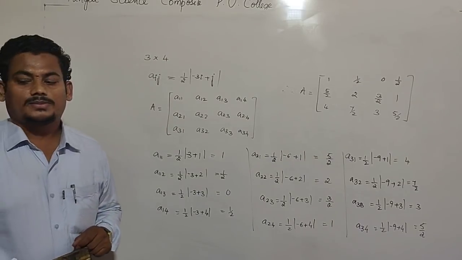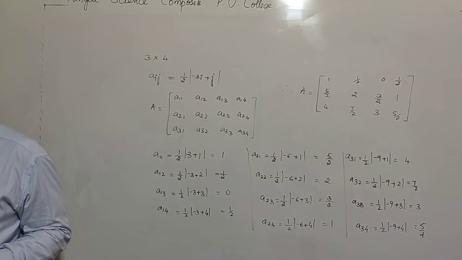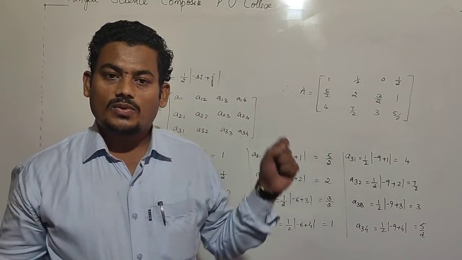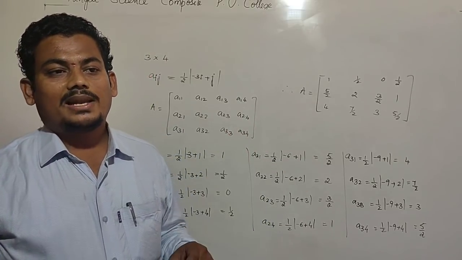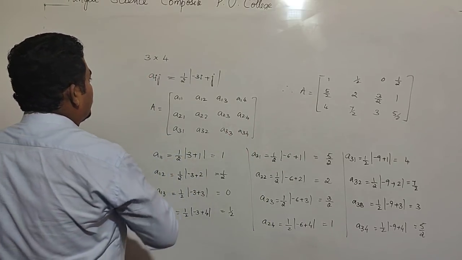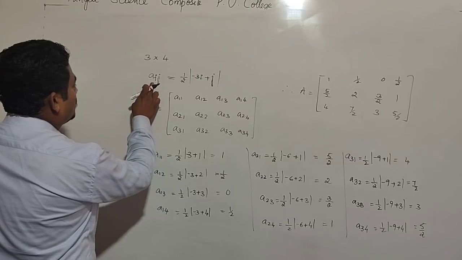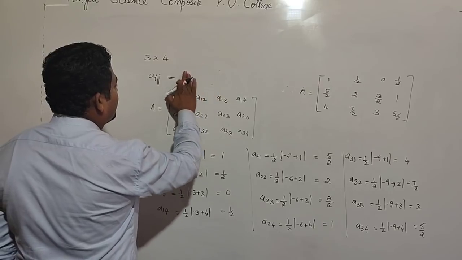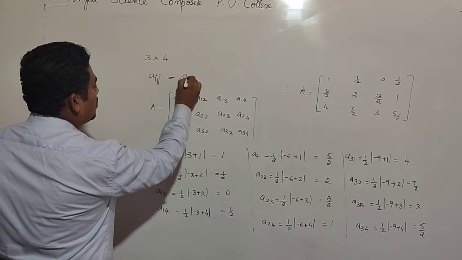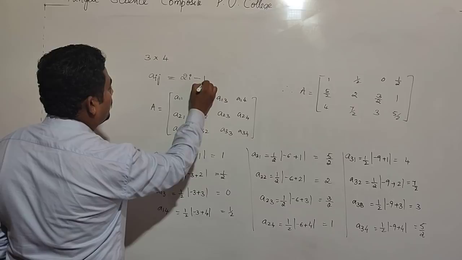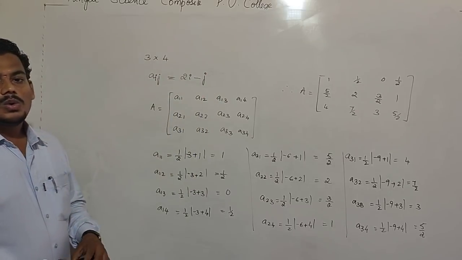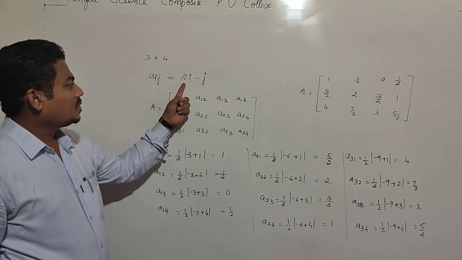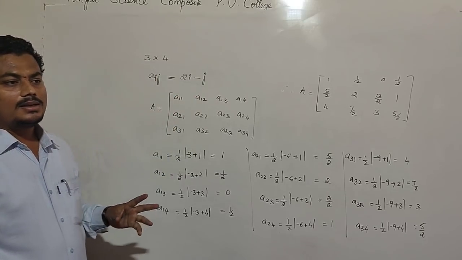Next one more. Construct a 3 cross 4 matrix whose elements are given by Aij equal to 2i minus j.